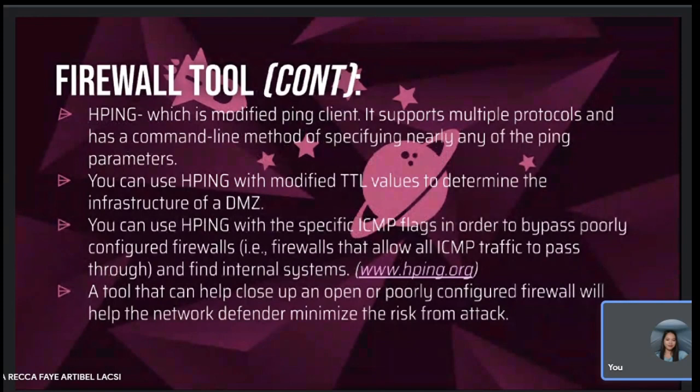HPing, which is a modified ping client, supports multiple protocols and has a command line method of specifying nearly any of the ping parameters. You can use HPing with modified TTL values to determine the infrastructure of a DMZ. You can also use HPing with specific ICMP flags in order to bypass poorly configured firewalls, for example firewalls that allow all ICMP traffic to pass through, and find internal systems. It is a tool that can help close up an open or poorly configured firewall and help the network defender minimize the risk of an attack.